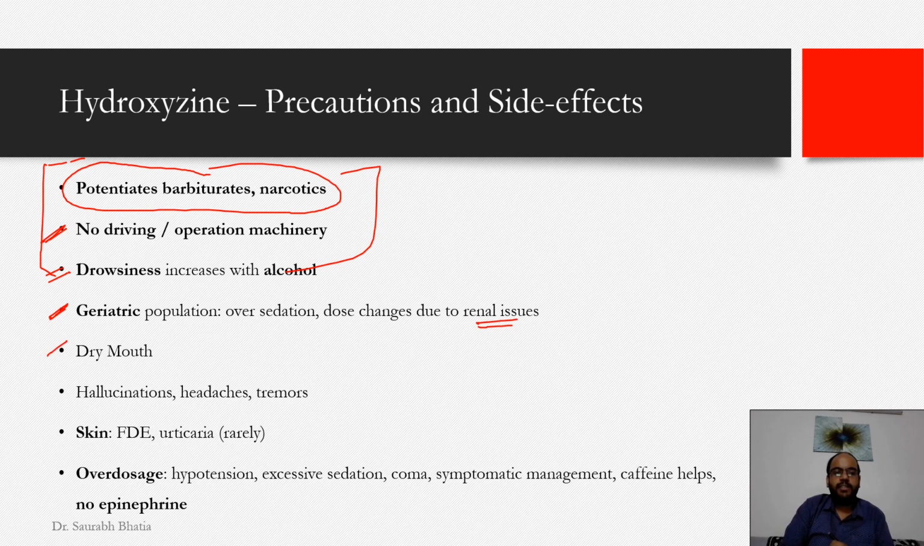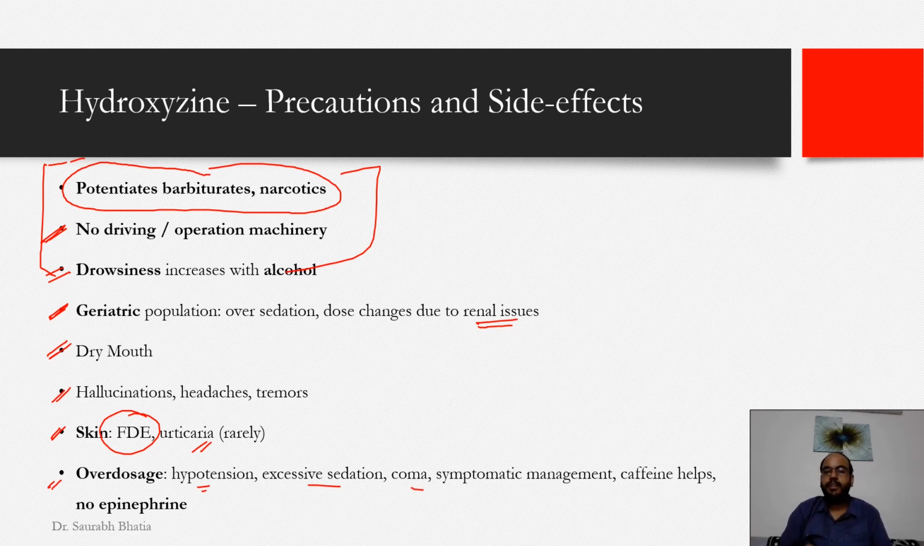Because of anticholinergic side effect, it causes dry mouth. It can even cause hallucination, headaches, and tremors. In skin, fixed drug eruption has been reported with hydroxyzine, and rarely it can cause urticaria. Overdosage can cause hypotension, excessive sedation, coma.